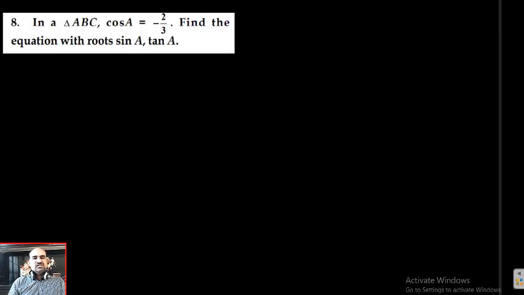Okay. Next problem, important for model students. Cos A is given as minus 2 by 3. Interesting question. Sometimes they will ask a question like this: cos A equal to minus 2 by 3, then find the remaining trigonometrical ratios.